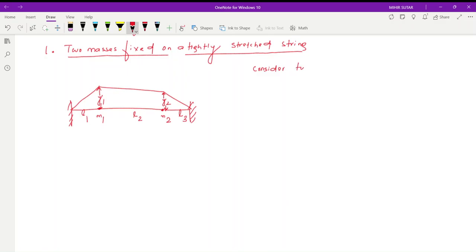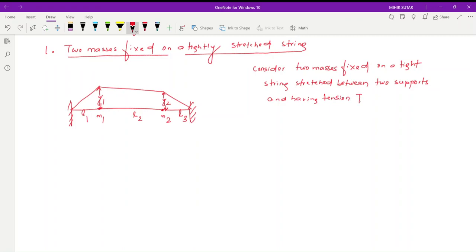So we can write here, consider two masses fixed on a tight string stretched between two supports and having tension T. Okay.